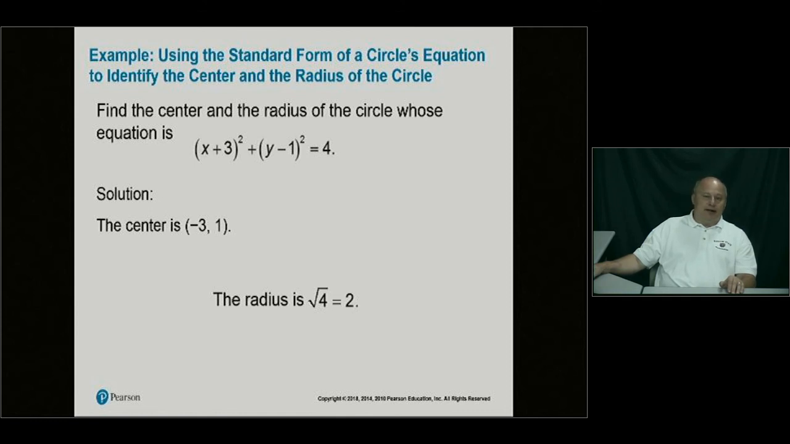Sometimes it's not so pretty. Sometimes that number's not 4. It could be a 7, and so the radius would be the square root of 7, which is not a nice number. It doesn't come out nice and pretty. The square root of 7 is about 2.7 or 2.8 or something like that, so it's not exact. So be careful in those situations.